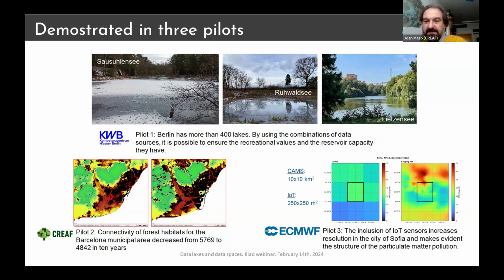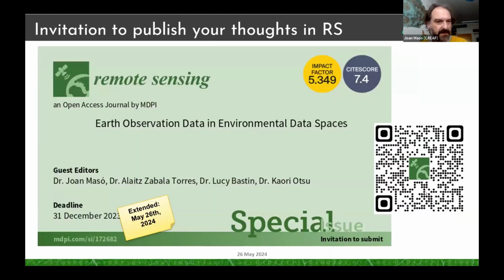And in pilot 3, we have this atmospheric data that comes from Copernicus services that is actually a little bit coarse, and by including IoT sensors, the resolution can increase a lot, and then we can see structure in cities, and we can have more informed decisions at the local level.